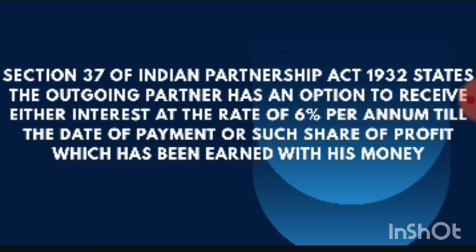Section 37 of Indian Partnership Act 1932 states the outgoing partner has an option to receive either interest at the rate of 6% per annum till the date of payment, or such share of profit which has been earned with his money. So the answer is true.